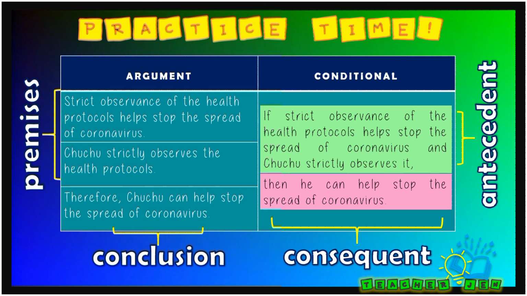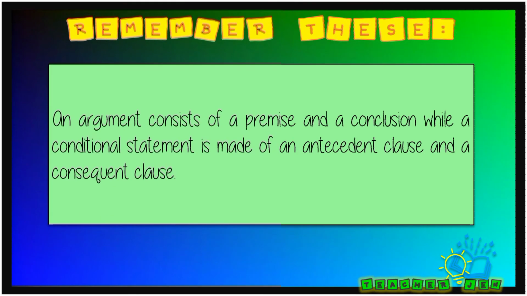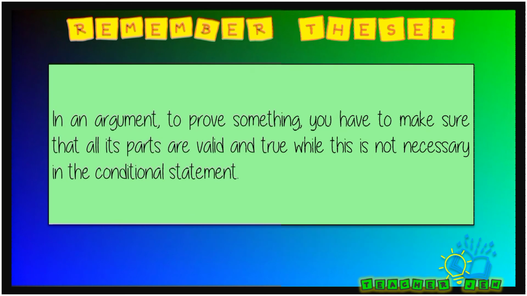Now, before you answer the test, please remember the following about argument and conditionals so as to avoid confusion. Remember that an argument consists of a premise and a conclusion, while a conditional statement is made of an antecedent clause and a consequent clause. Do not forget that a conditional statement follows the if or when, then format. Take note that a conditional by itself is not an argument. In an argument, to prove something, you have to make sure that all its parts are valid and true, while this is not necessary in the conditional statement.